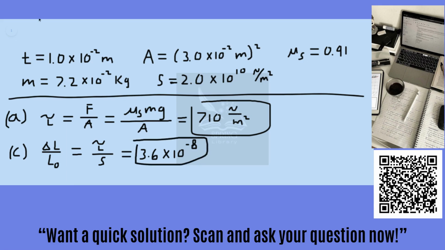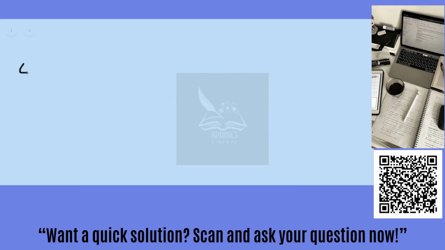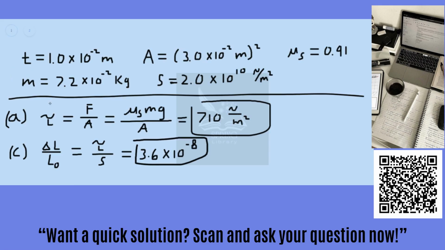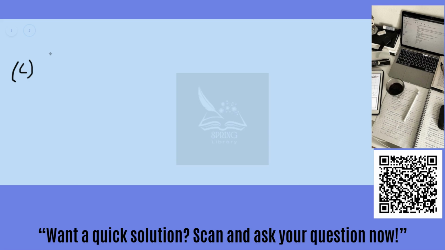And lastly, for part C, it says the maximum possible amount of shear deformation delta X. Okay, so to find delta X for C, oh, sorry, I indicated B as C, so this is B. There we go. For C, delta X is equal to delta L over L naught, the value that we found previously, multiplied by, in this case, the thickness of the material T. So plugging those values in, we find that this is equal to 3.6 times 10 to the minus 10 meters, which we can box in as the solution to our question.